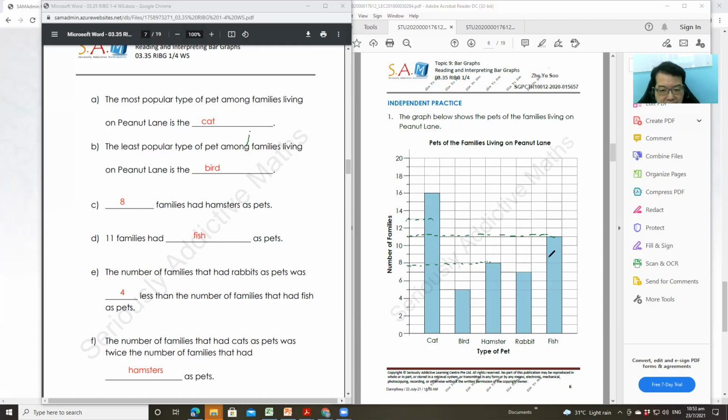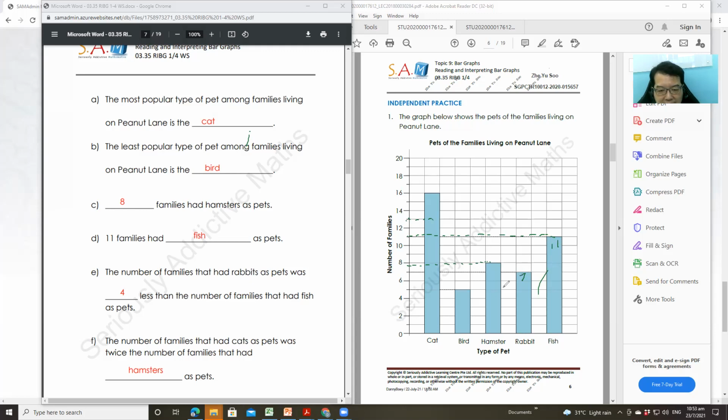Okay, E. The number of families that had rabbits as pets was how many less than the number of families that had fish as pets? So we need to find out fish. Fish is 11, right? And then rabbits is 7. So it's 11 minus 7. Answer is 4. Okay, and then finally F, the number of families that had cats as pets was twice the number of families that had what as pets.